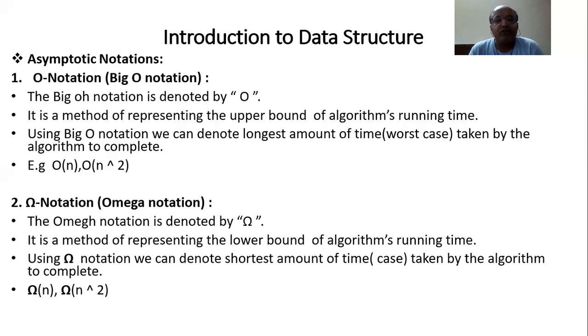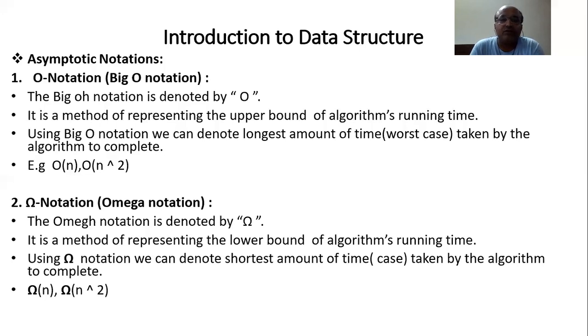So using Omega notation, we can denote the shortest amount of time taken by the algorithm to complete. Now if you are representing a time in terms of Omega, it represents the time in the best case. Correct? So Omega is mapped to the best case. Big O notation is mapped to the worst case. Correct?